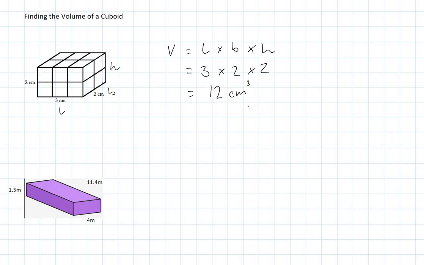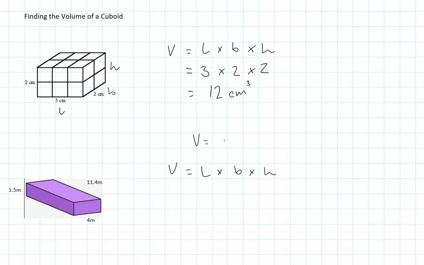And this is centimetres cubed. It's the volume of a 3-dimensional space. It's how much 3-dimensional space it takes up. We need a 3-dimensional unit, centimetres cubed. And it doesn't have to be split into a whole number of cubes. It doesn't matter. So for this second one, it's the same formula, L times B times H.